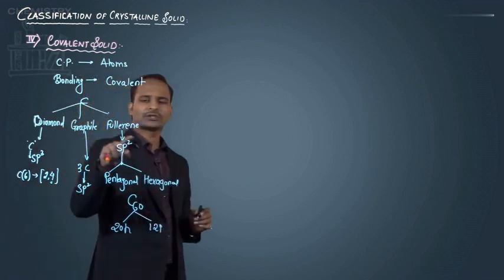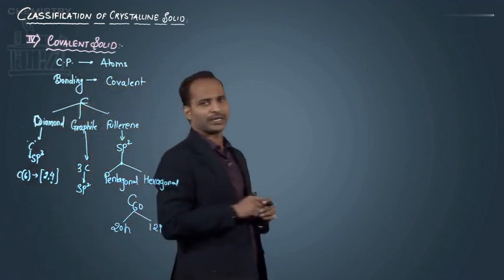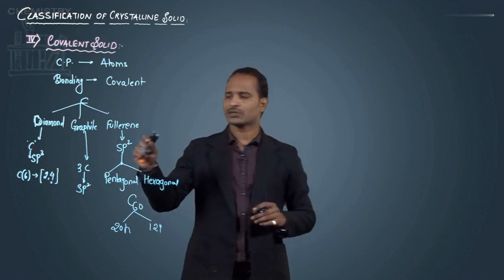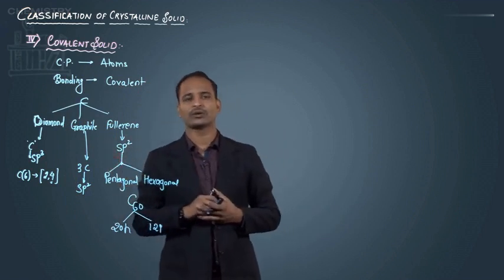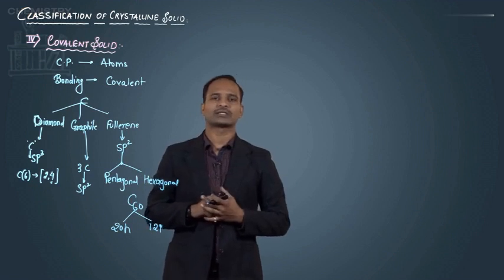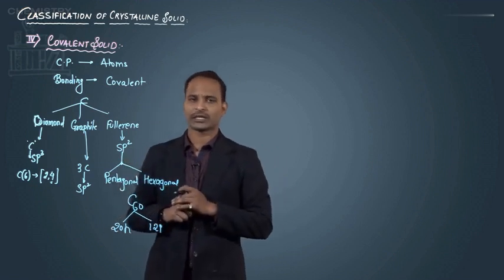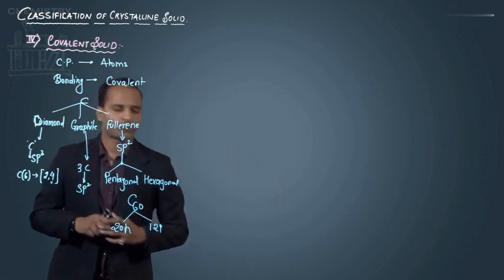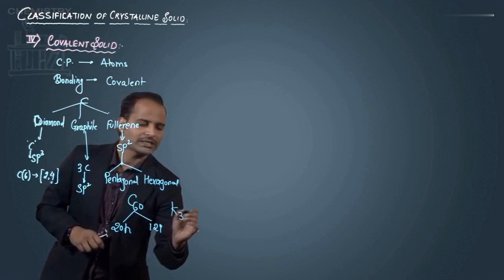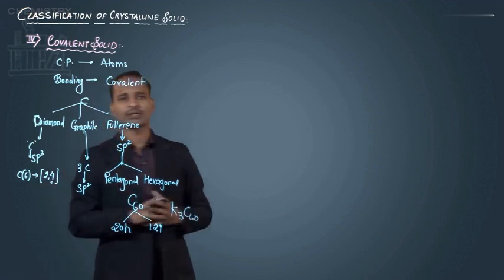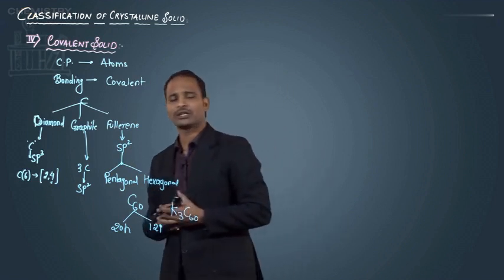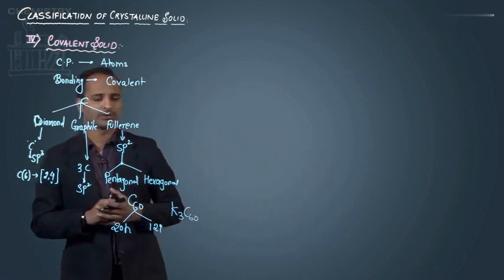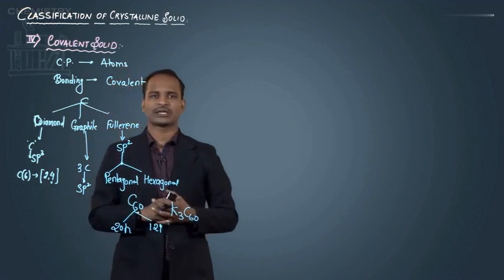In this fullerene also the carbon undergoes sp2 hybridization. That's why it also has a pi bond, that is a pi electron, which is a delocalized electron. That's why fullerene also acts as a good conductor of electricity. When fullerene is treated with potassium, it forms a compound like K3C60, which acts as a superconductor at a temperature of 18 Kelvin. Superconductor means the resistance becomes zero at a very low temperature, that is 18 Kelvin.